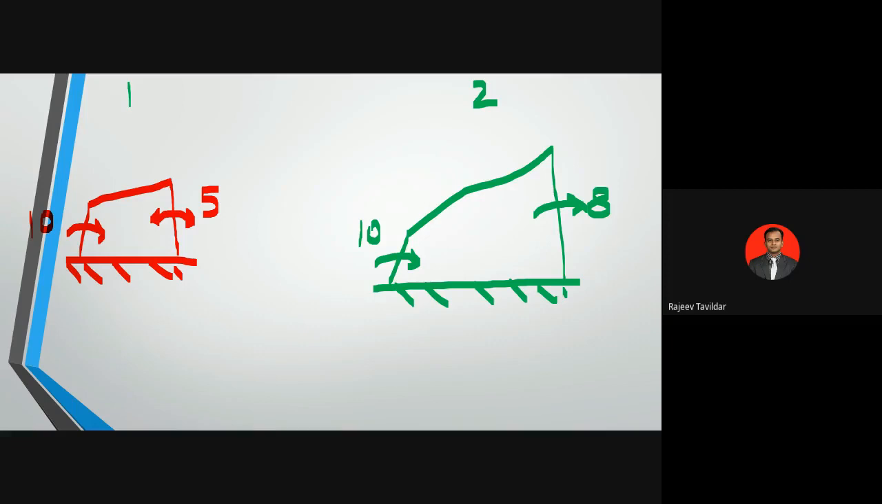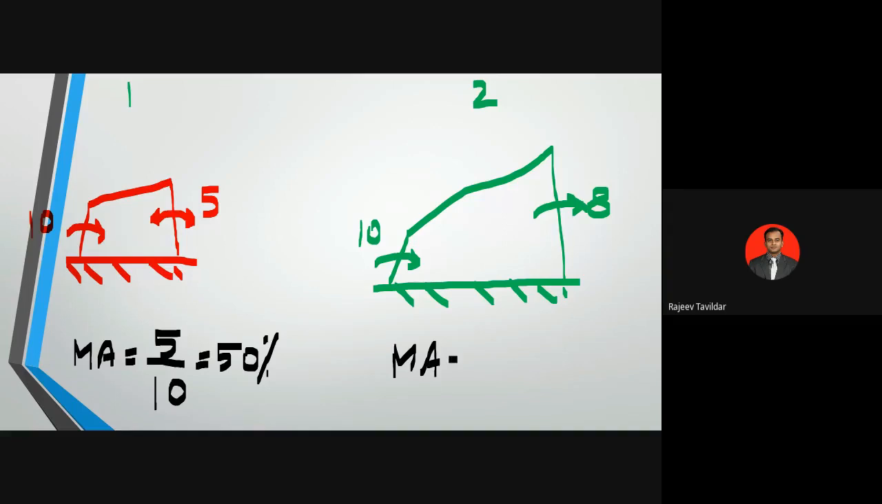So in the first case, what is the mechanical advantage? It is the ratio of output torque to the input torque. That means it will be 5 by 10. Okay. So if you take it in terms of percentage, then this is 50%. Similarly, if you take the second example, mechanical advantage is the ratio of output torque to the input torque. So this I'm going to get in terms of percentage as 80%.